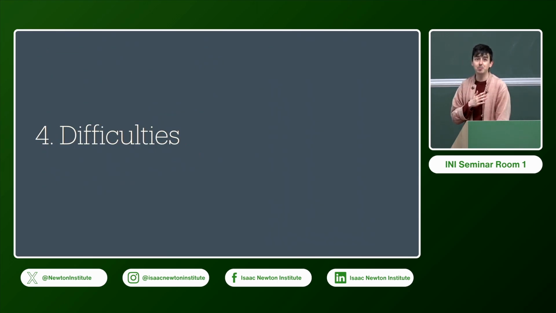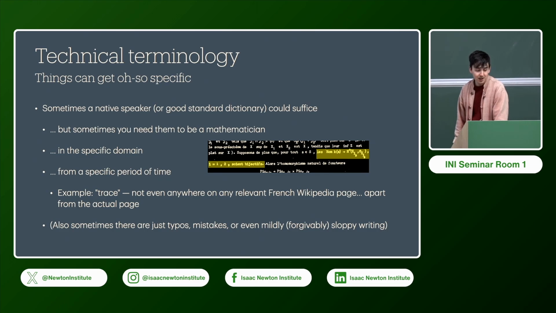So let me just talk a little bit briefly about some difficulties I've come across. I'll try to whiz through because you've seen a lot of difficulties in translation, and you don't need many of these pointed out. One is technical terminology. As we know, this is the obvious one, right? Sometimes a native speaker could suffice, but sometimes you need them to be a mathematician, sometimes they need to be in your domain, and sometimes they need to be from a specific period of time.